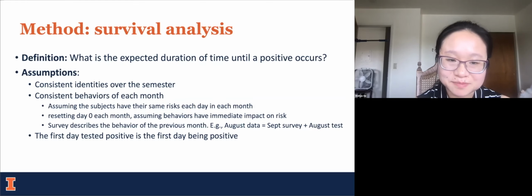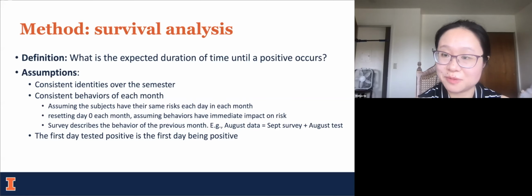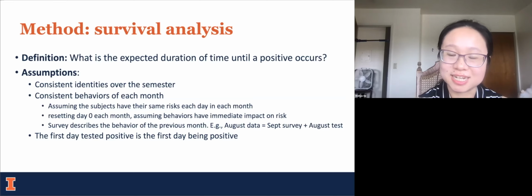And also, the survey describes the behavior of the previous months. That means what we defined is the August data will be the September survey plus the August test results. And also, the first day tested positive is the first day being positive. And thanks to the frequent testing, it's not a very bad approximation, actually.